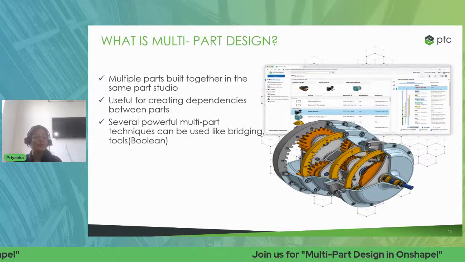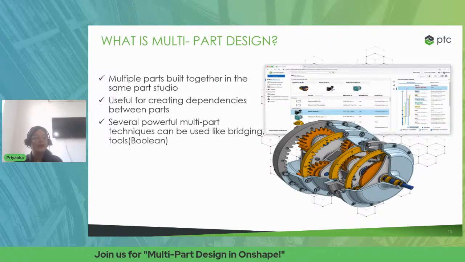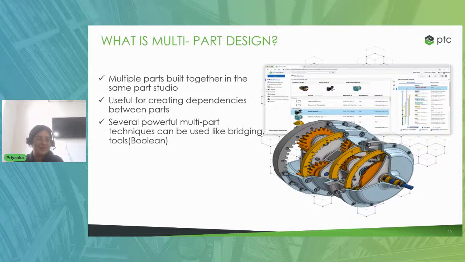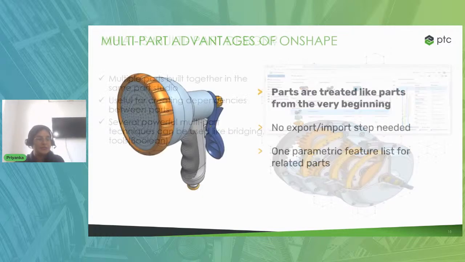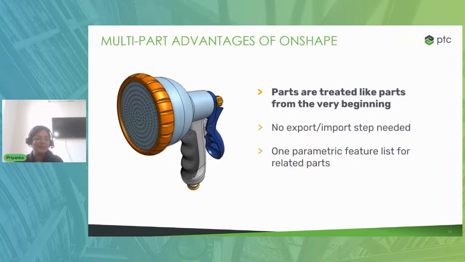So it gives you a lot of flexibility when you build your models in those areas, right? And you can also have multiple techniques for creating those multiple parts, like bridging your tools. You can use tools like Boolean and other stuff. So we'll also have a look at those things when we move to the software part of it. And let me just cover the last slide for you.